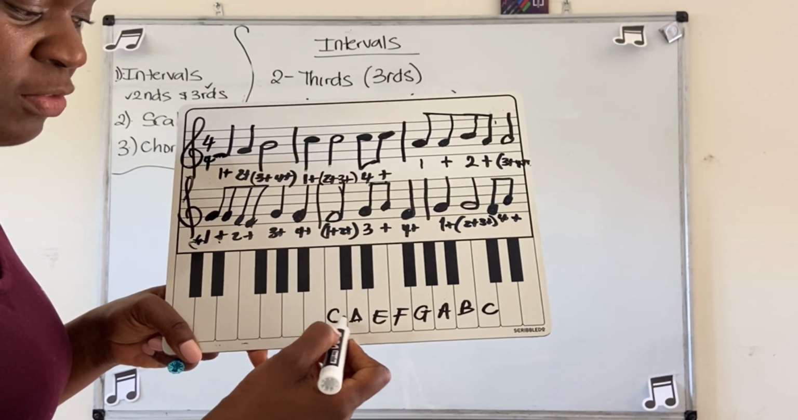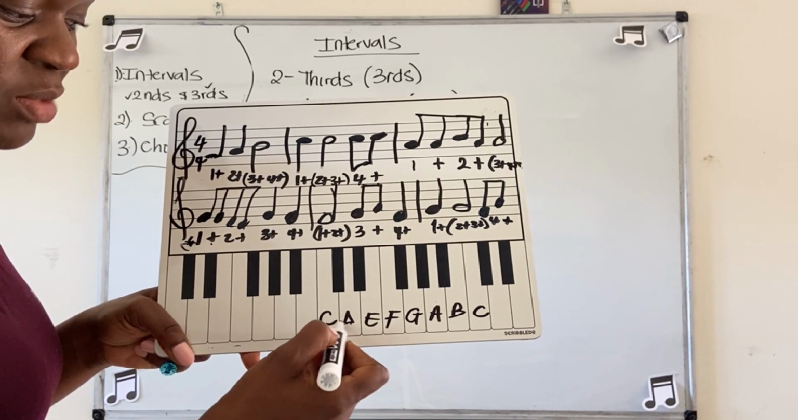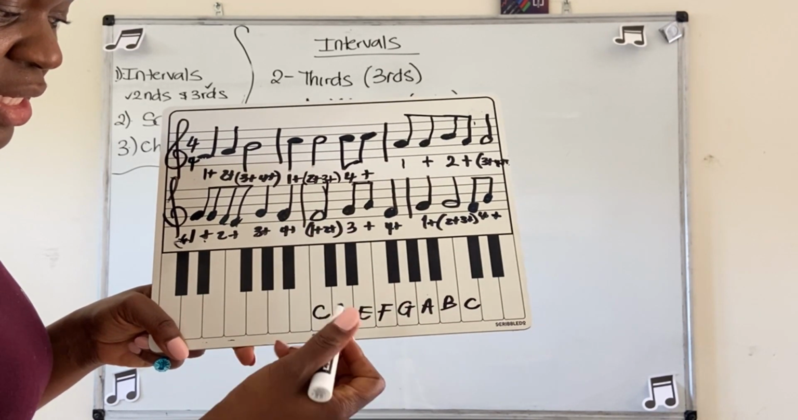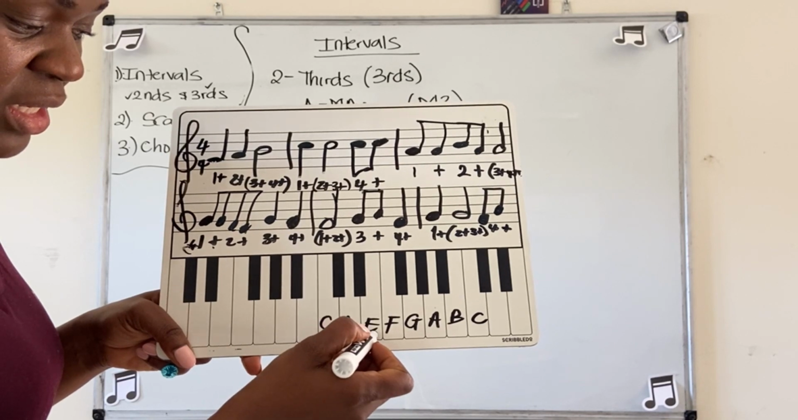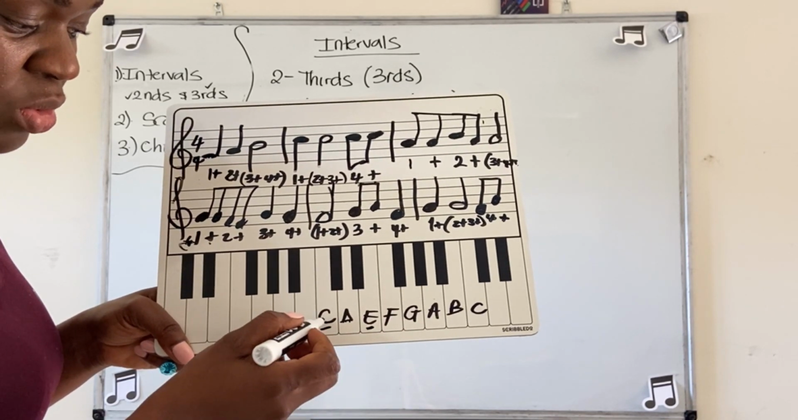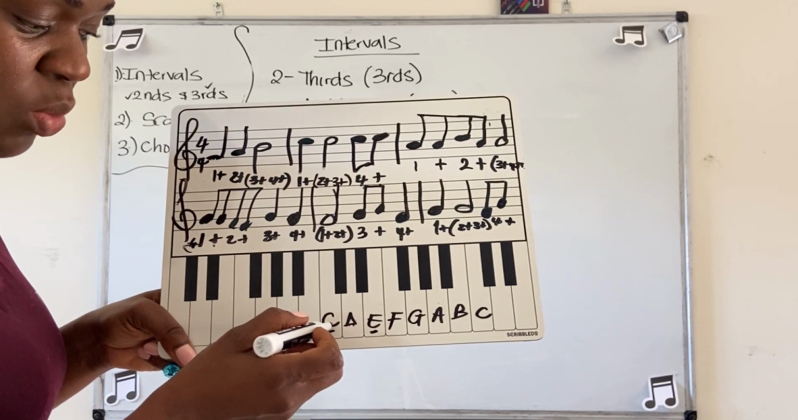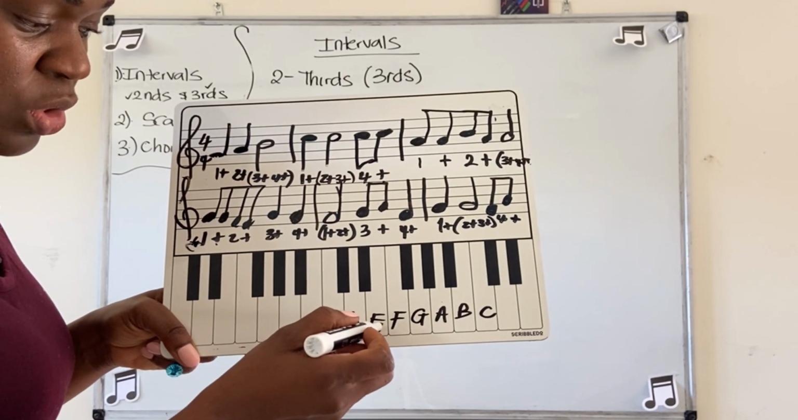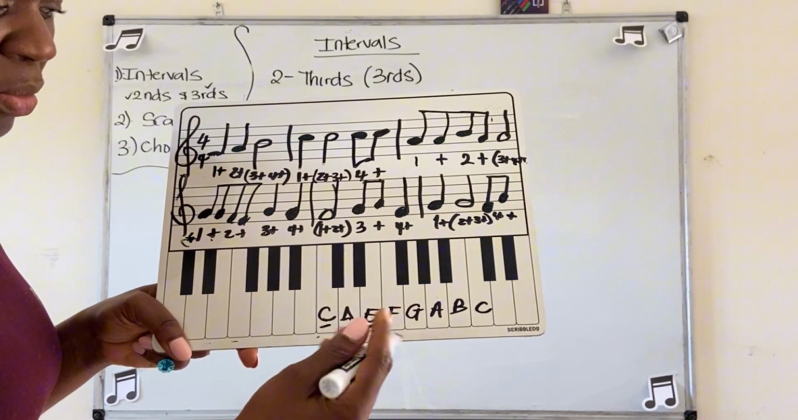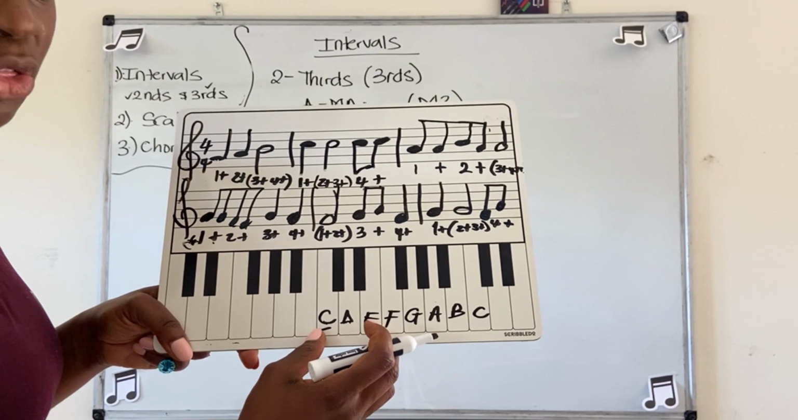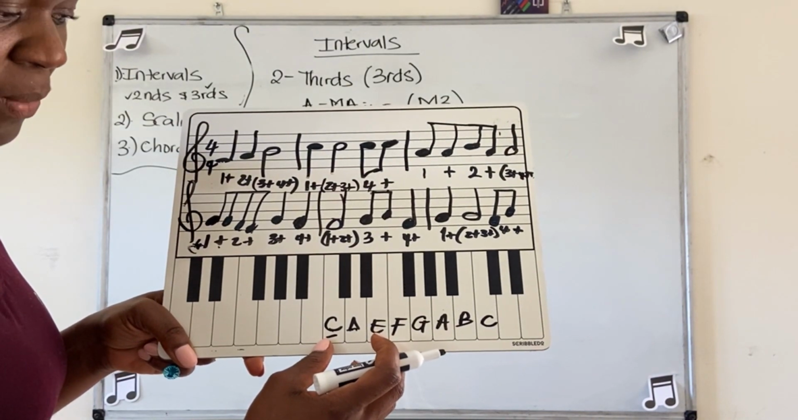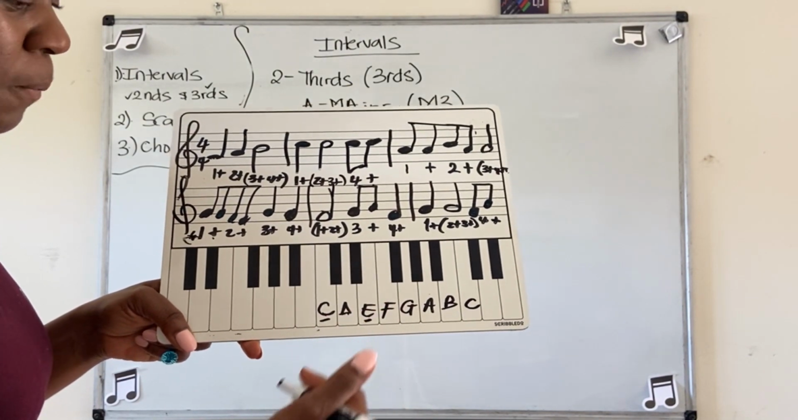Now, if you have three letters, like from C, the distance between two notes that are apart, like C and E, is going to be, you count it one. How many notes do you have in there? 1, 2, 3. So it's going to be a third because there are three. The distance is a third apart. So this is going to be a third.